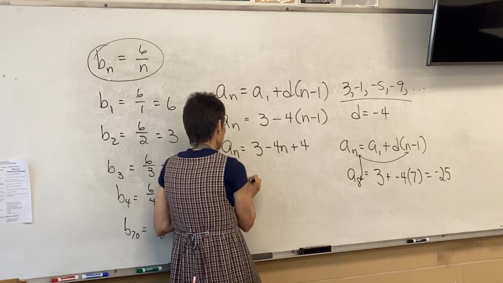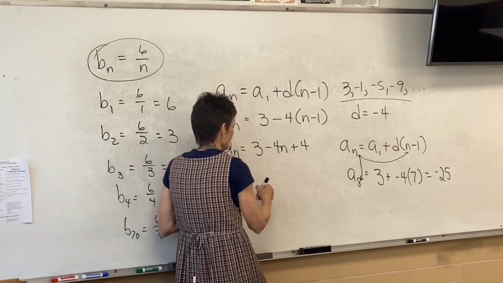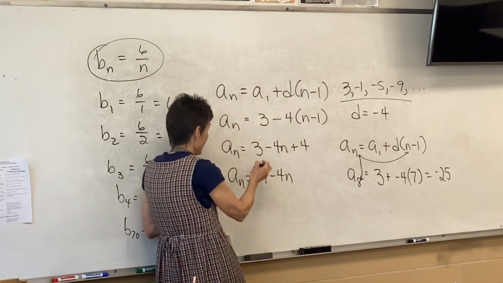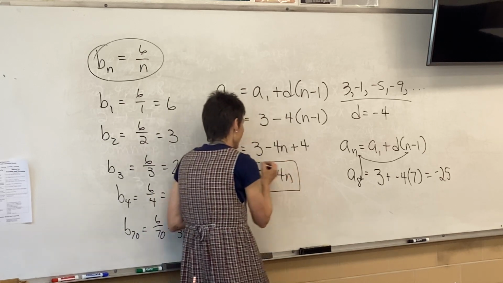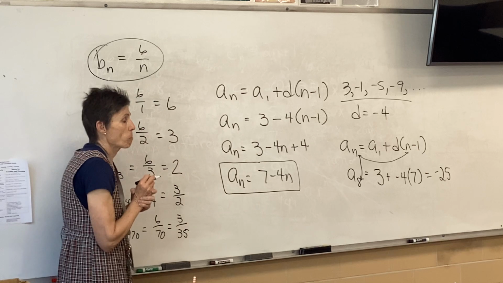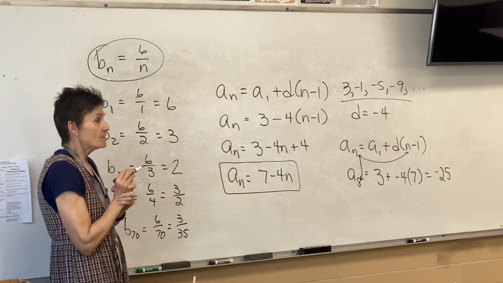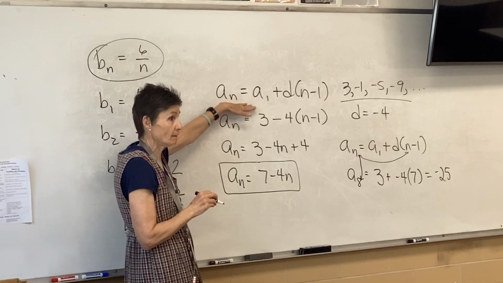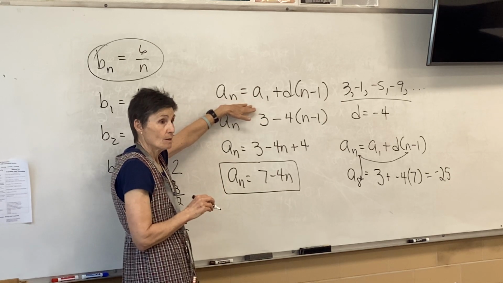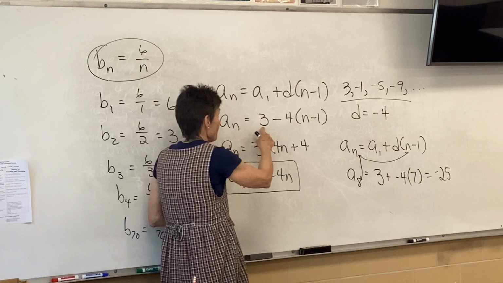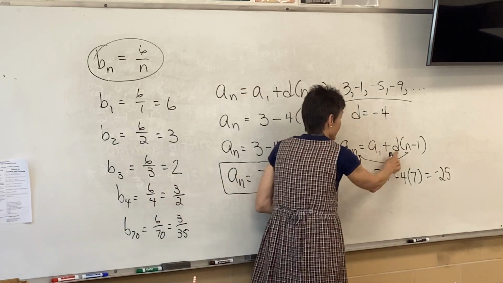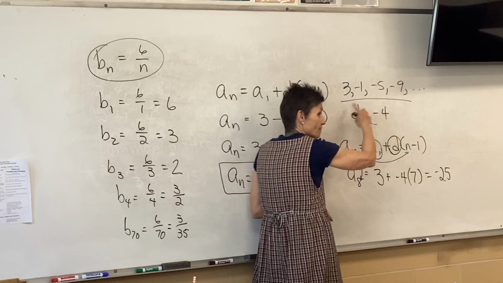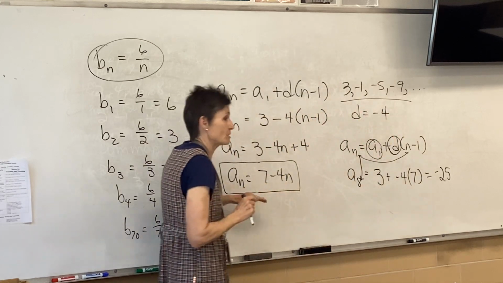So what does a sub n equal when I collect like terms? 7 minus 4n. And that is your explicit formula. The explicit formula is just your general formula with your first term and your common difference plugged in. Plug in these two things, because you know those. And that will give you your explicit formula.